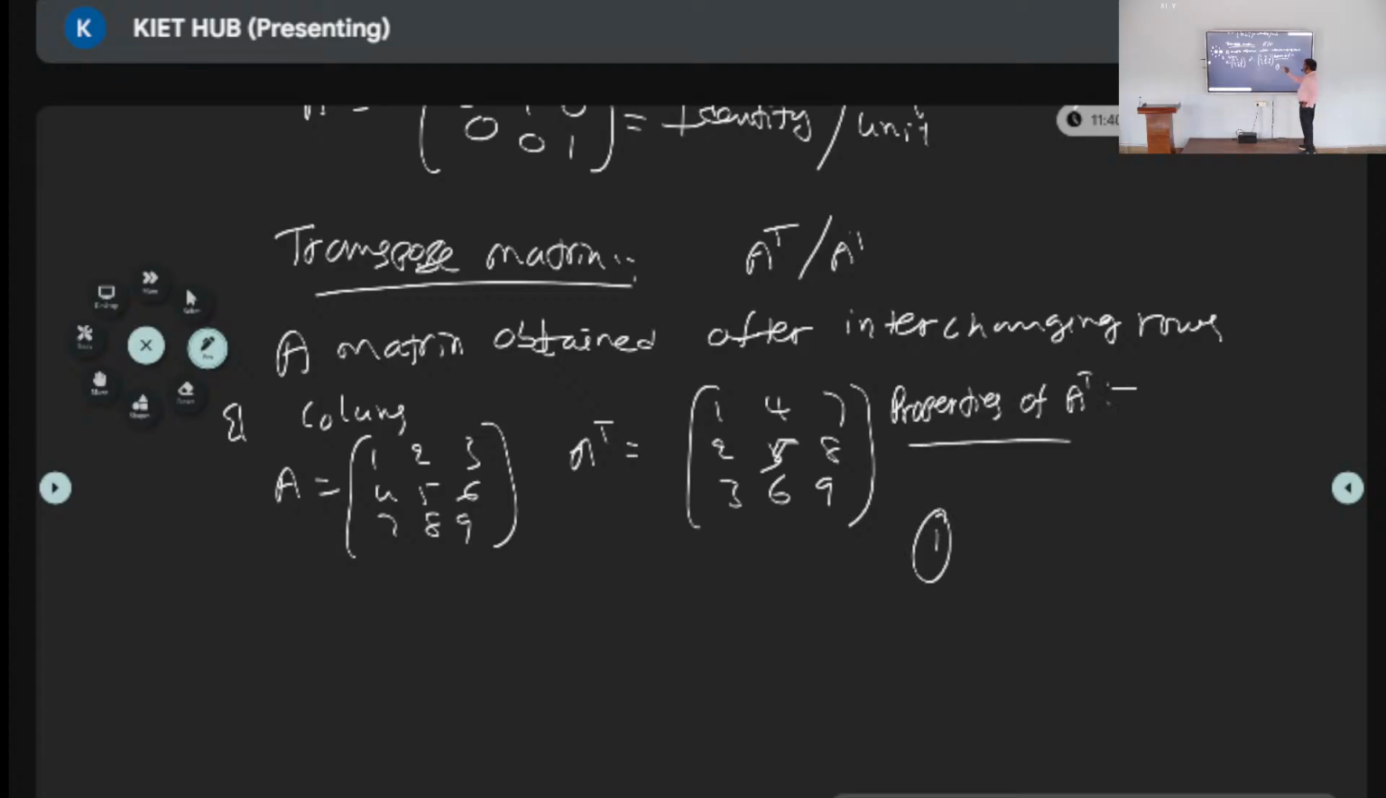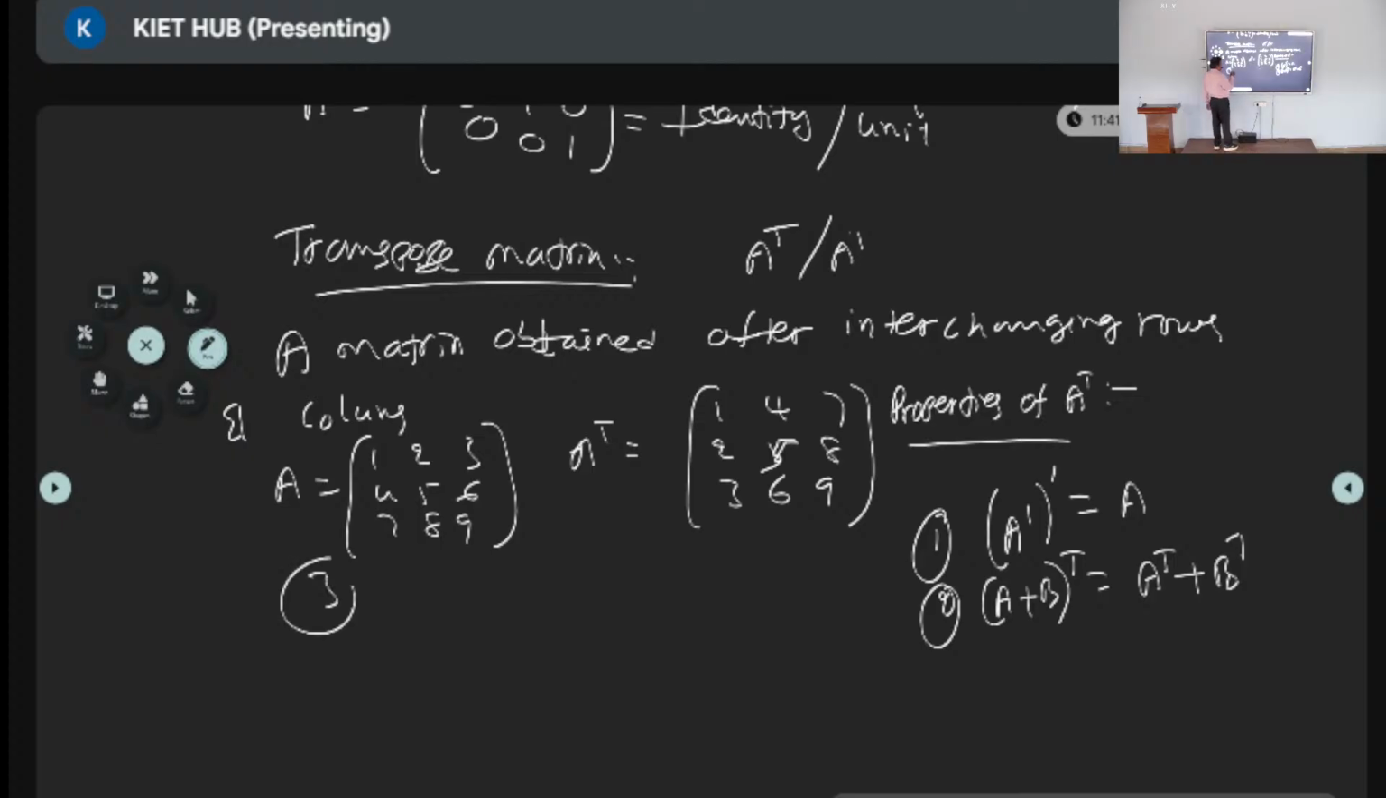Properties of transpose, very very important. First one, A transpose whole transpose. What is the answer? A transpose whole transpose is A. Second, A plus B whole transpose is also a previous GATE question. What is A plus B whole transpose? A transpose plus B transpose. Very good. That is the second property.